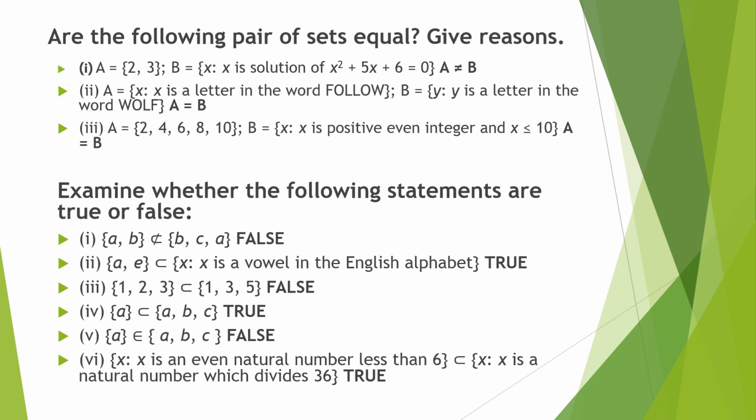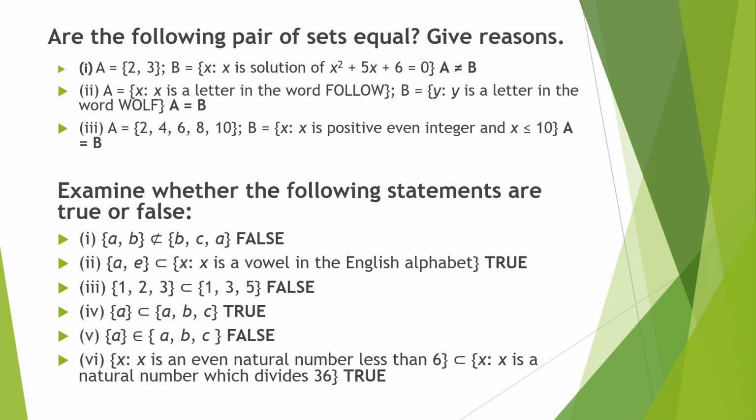This is a quadratic equation, so you have (x + 2)(x + 3) = 0, means x is minus 2, x is minus 3. So obviously both sets have different elements, they are not equal. Second one, A, x is such that x is a letter in the word FOLLOW. Which are the letters? Distinct letters F, O, L and W. Same way B, set of all y so that y is a letter in the word WOLF. So that is also W, O, L and F. So both have same elements, A equal to B.